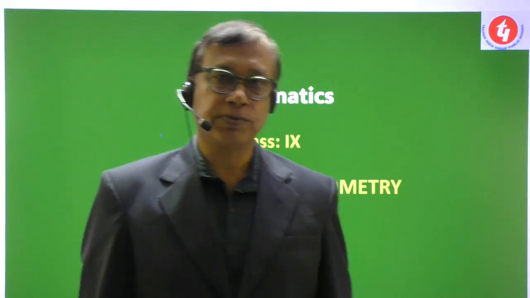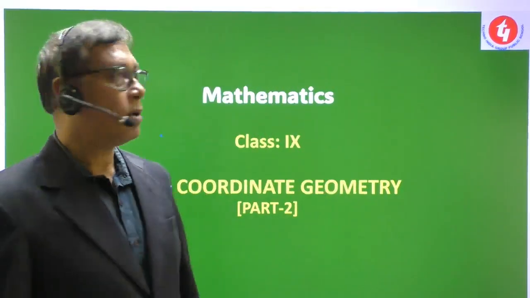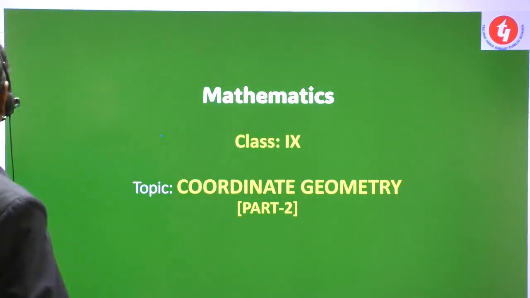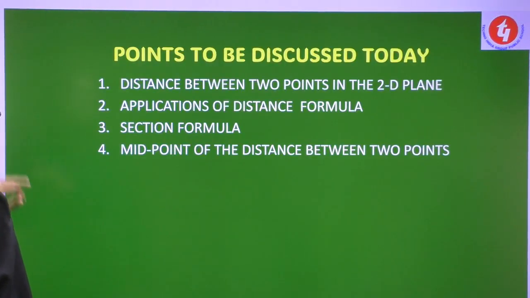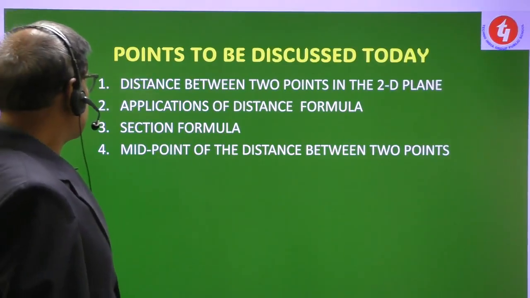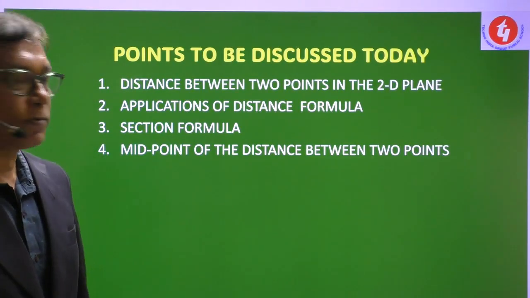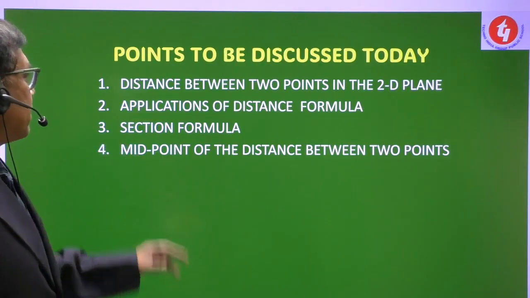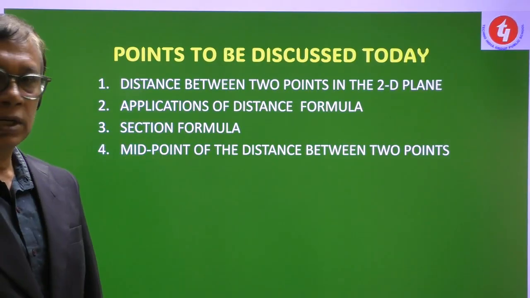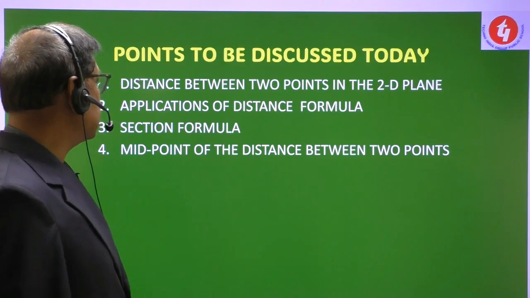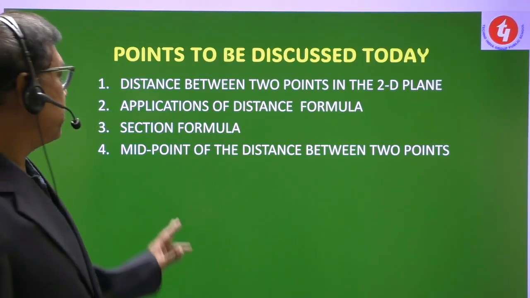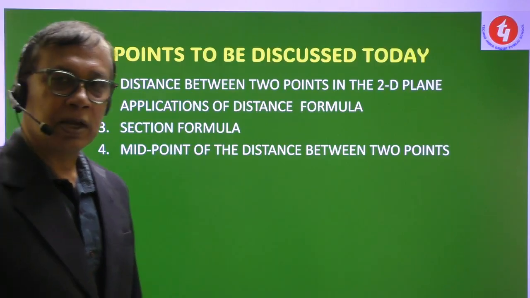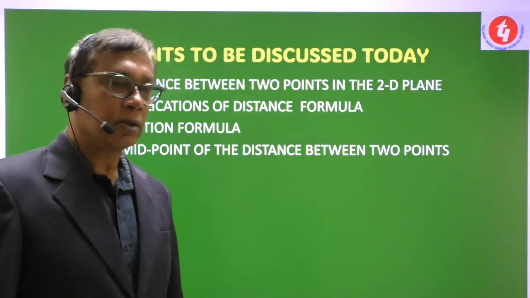Today I will discuss coordinate geometry part 2. Today I will discuss 4 points. The first point is distance between 2 points in the 2D plane. Second point is applications of distance formula. Third point is section formula. And fourth point is midpoint of the distance between 2 points. So these 4 points I will discuss one by one.